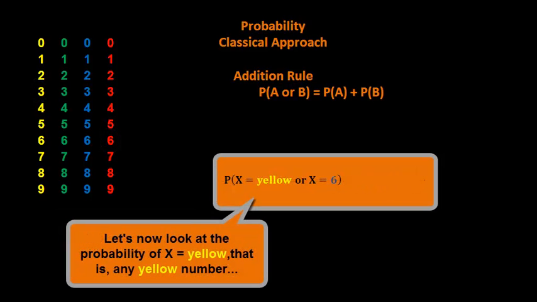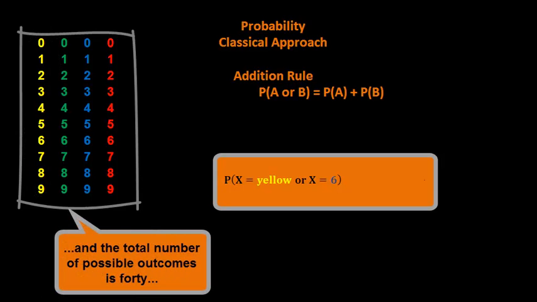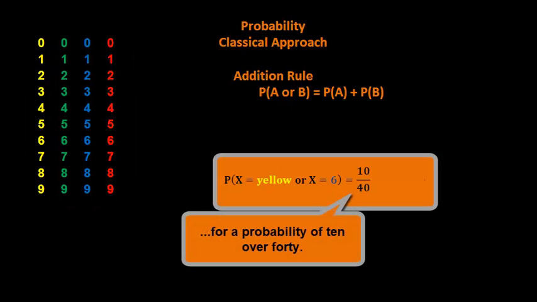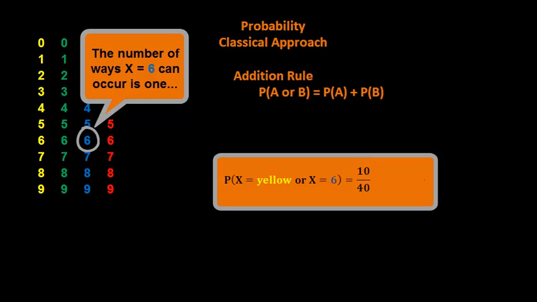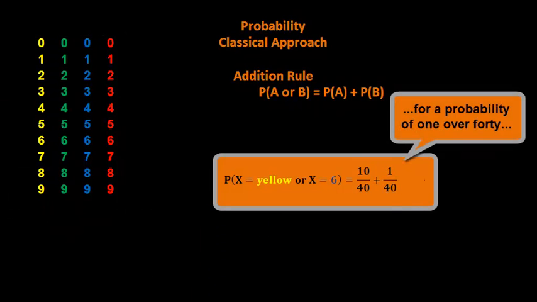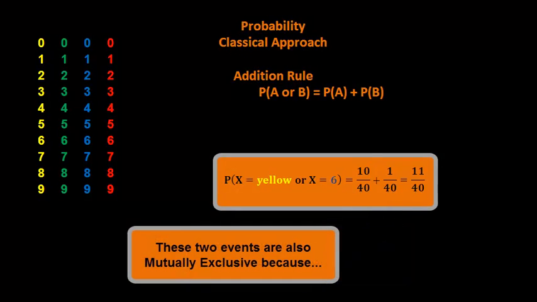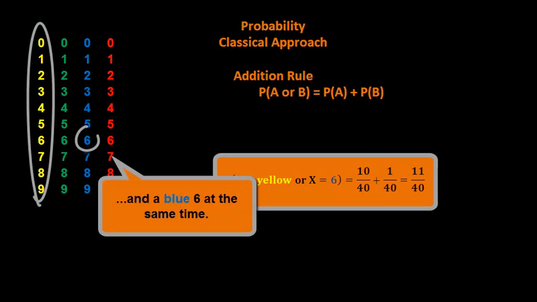Let's now look at the probability of x equals a yellow, that is, any yellow number, or x equals a blue 6. The number of possible ways of x equaling any yellow is 10, and the total number of possible outcomes is 40, for a probability of 10 over 40. The number of ways x equals a blue 6 can occur is 1, and the total number of possible outcomes is 40, for a probability of 1 over 40, making the probability of x equals any yellow number or x equals a blue 6 equal to 11 over 40. These two events are also mutually exclusive because a marble cannot be yellow and a blue 6 at the same time.